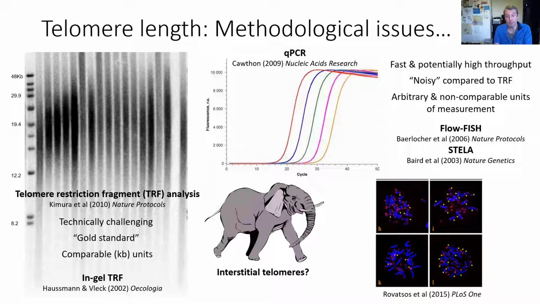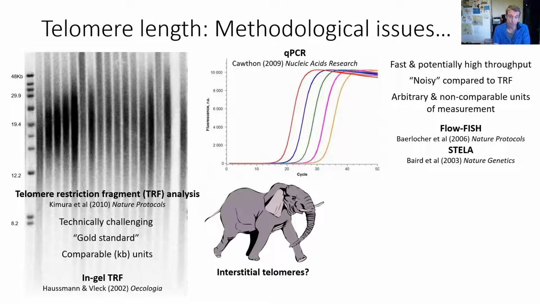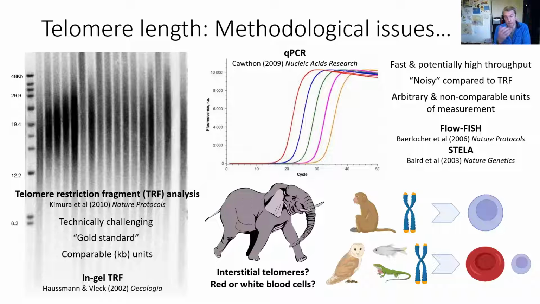As if that wasn't enough, there's another issue in the ecological literature, particularly when it comes to studies of vertebrates, which most of the studies we talk about are. It's a question of whether we're actually measuring DNA and telomeres in red or white blood cells. As I mentioned before, mammals don't have nucleated red blood cells. So when you take a blood sample and extract DNA, you're measuring telomere length in the white blood cell fraction.